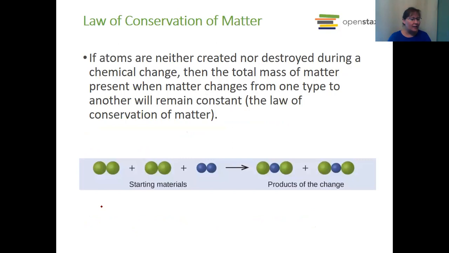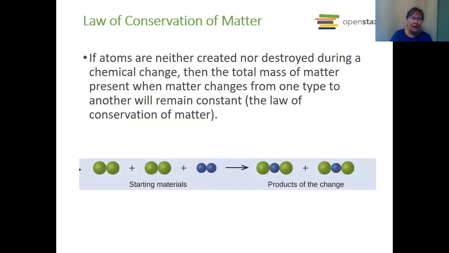Okay, so now let's take a look at the law of conservation of mass, or the law of conservation of matter. It says if atoms are neither created nor destroyed during chemical change, then the total mass of matter present when matter changes from one type to another will remain constant. Great. Okay, so what does this entail?